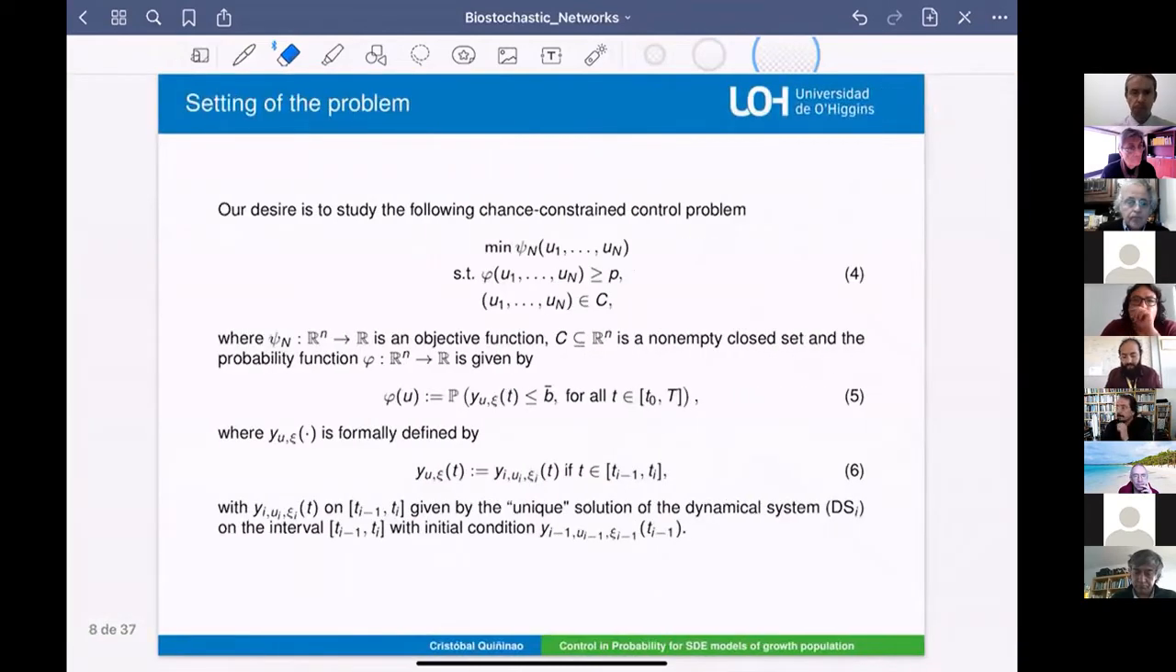So that's it. Now we can write down our chance constraint control problem, which is to find the minimum of a function evaluated at a discrete number of controls. And our final constraint is just to say that the probability of having this solution smaller than this safety level is high. But now we can actually compute, and I'm going to show you the well-posedness of these systems, which is much easier than the general one.